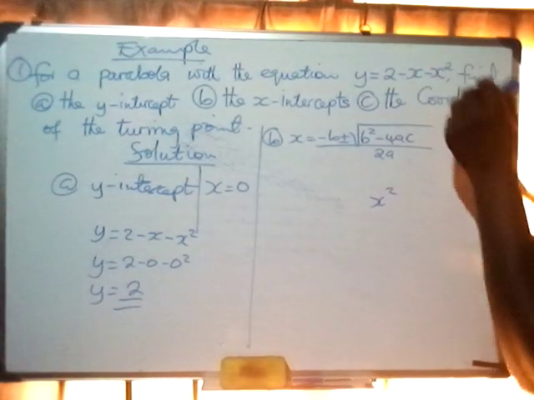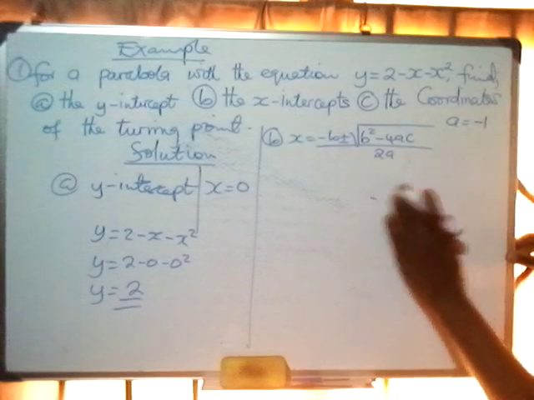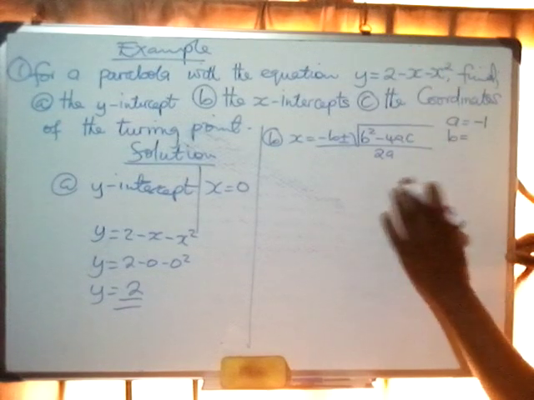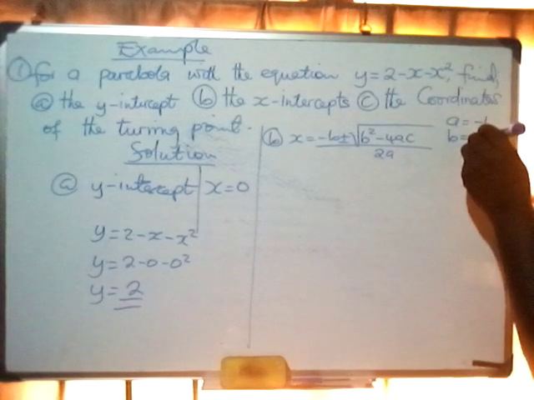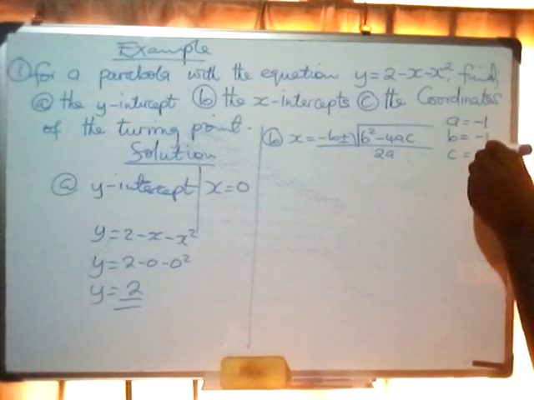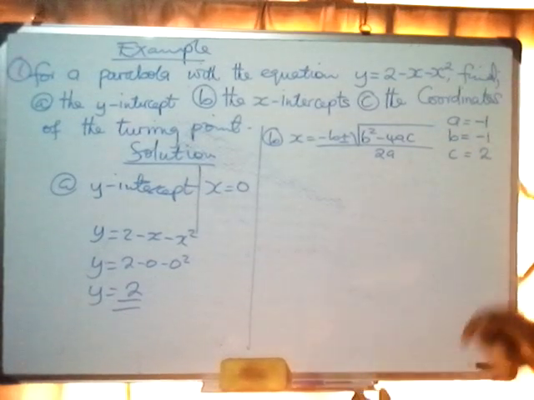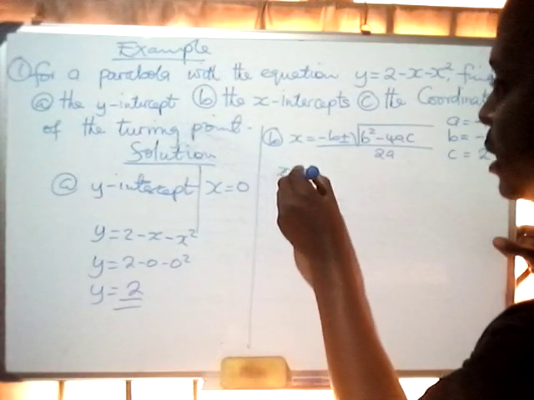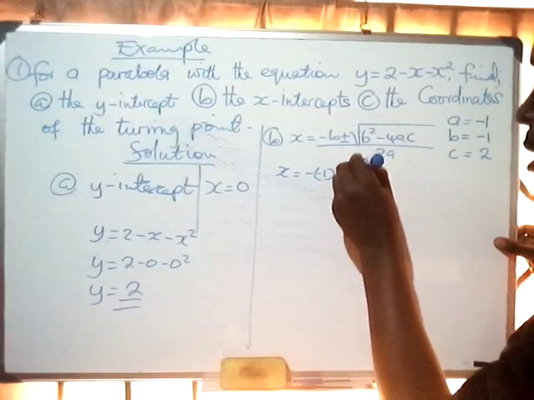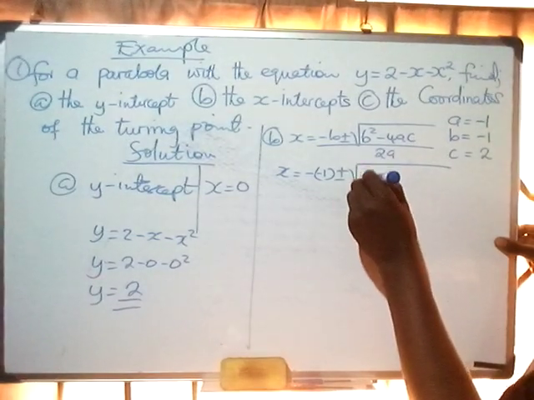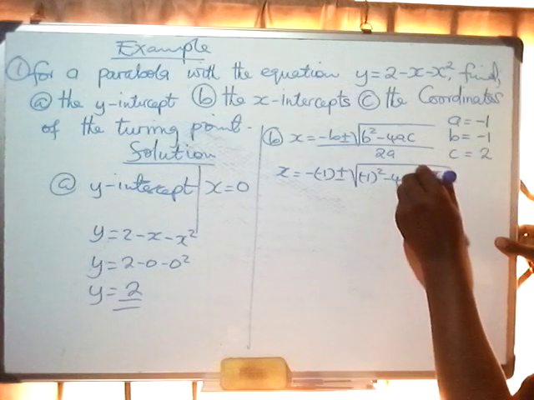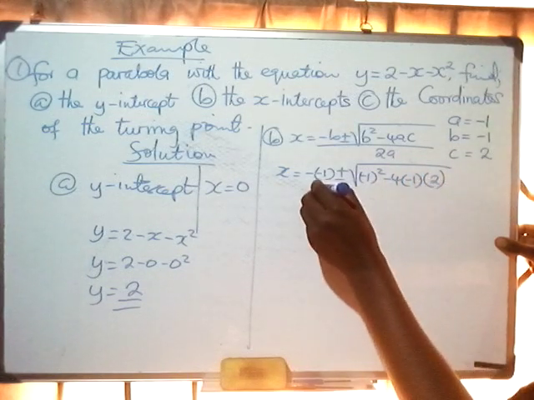So which one is our a in this case? The coefficient of x squared is negative 1. What about the value of b? The value of b is the coefficient of x, which is also negative 1. What about our c? Our c is the constant number, the number without a variable. So x is equal to negative 1 plus or minus the root of negative 1 squared minus 4 times negative 1, then we have c, which is 2 there.